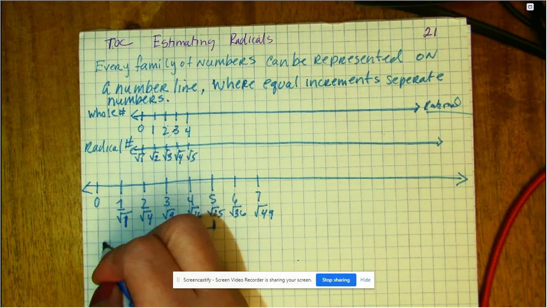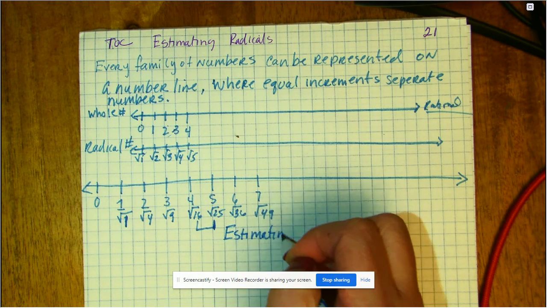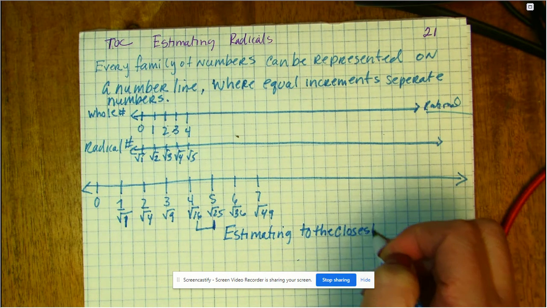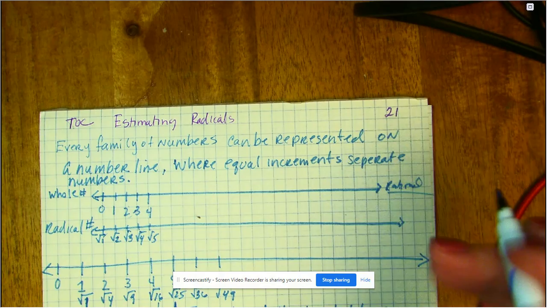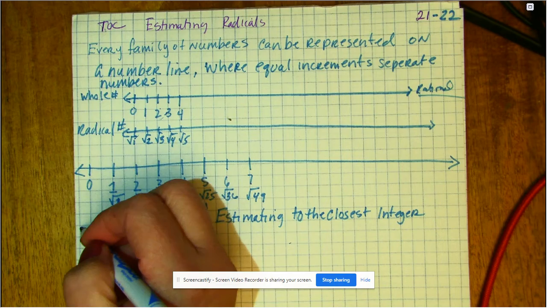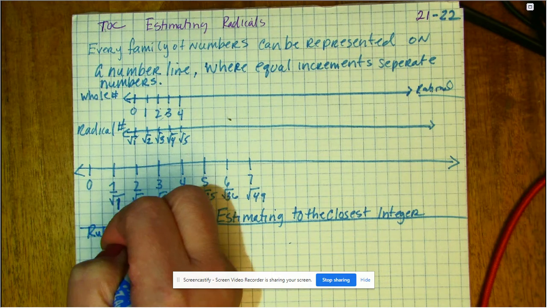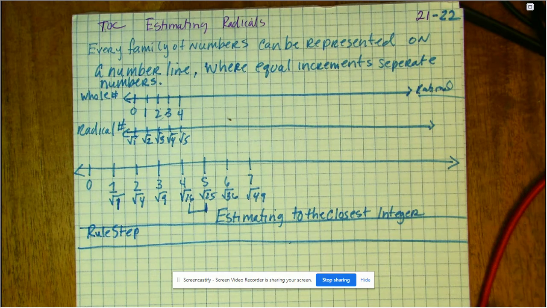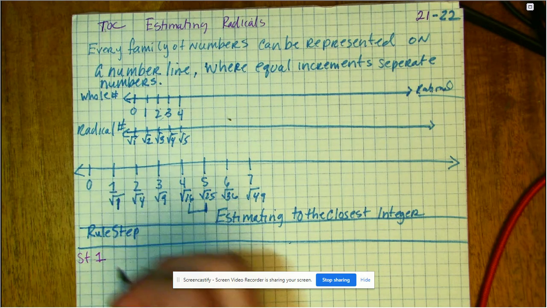So let's look at estimating to the closest integer. And just so you know, I forgot, we're going to need 21 and 22 here for today. We're going to have our rule for step. Step number 1.